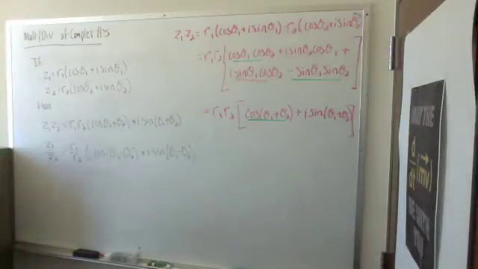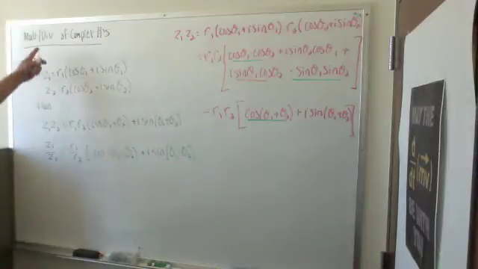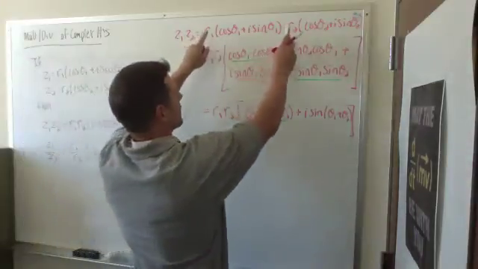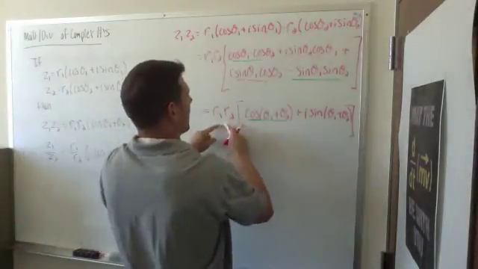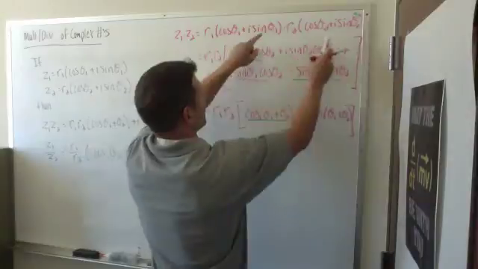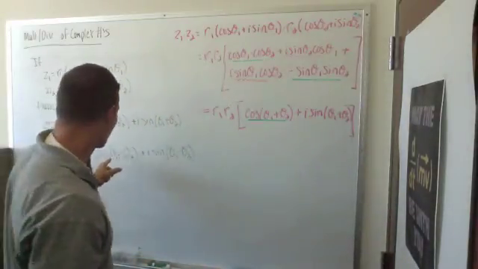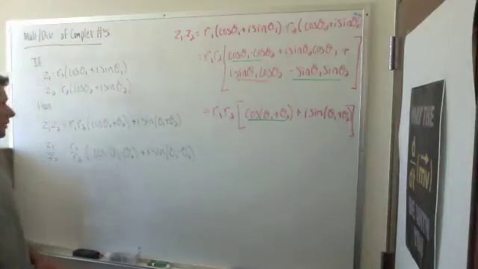Okay? So what's that say? The bottom line is that if we want to multiply two complex numbers, we multiply the moduli and add the arguments. So again, we multiply the moduli and add the arguments. That's all that says, okay? And you can do a similar argument for the division of them as well.